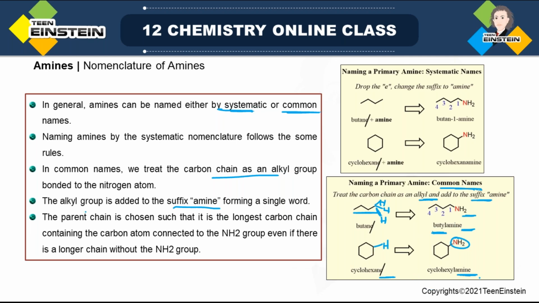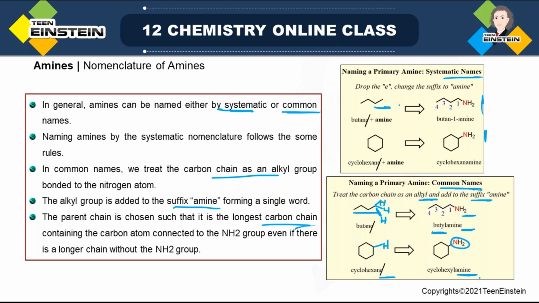Okay. Now, when it is a systematic name, what will we do? The same molecule we have taken again. See, these 2 molecules are the same. But how do you now do the systematic name? You have to choose the parent chain in such a way that it is the longest chain containing the carbon atom connected to the NH2 group. Though this picture is very simple, so it is not difficult to find the longest chain, sometimes you have to find it properly.